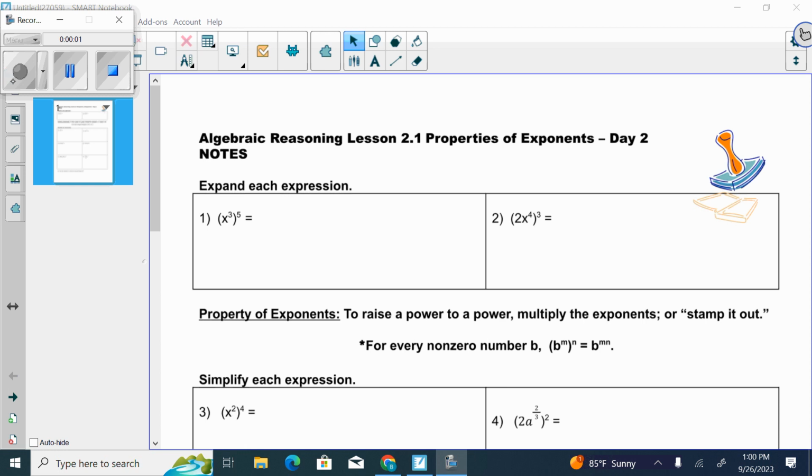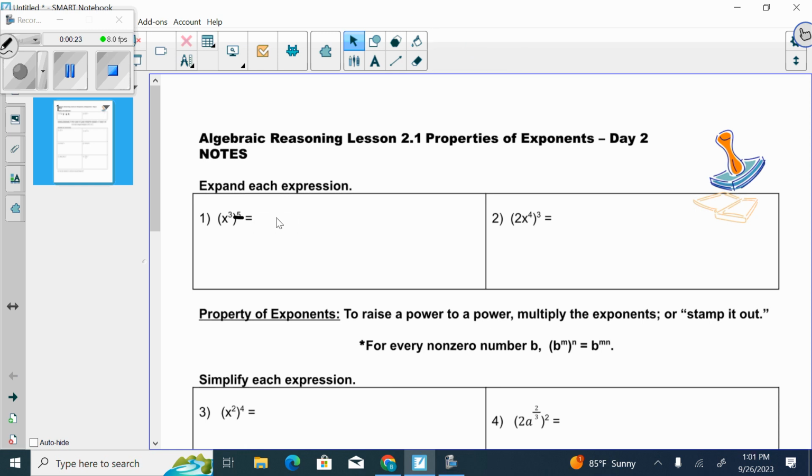Very good. Times itself 3 times. So this would mean x times x times x, right? Is what it means inside that parenthesis. Okay. But then it's being raised to another exponent. So what would that mean? X times x, right, all the times that it's in there, right?